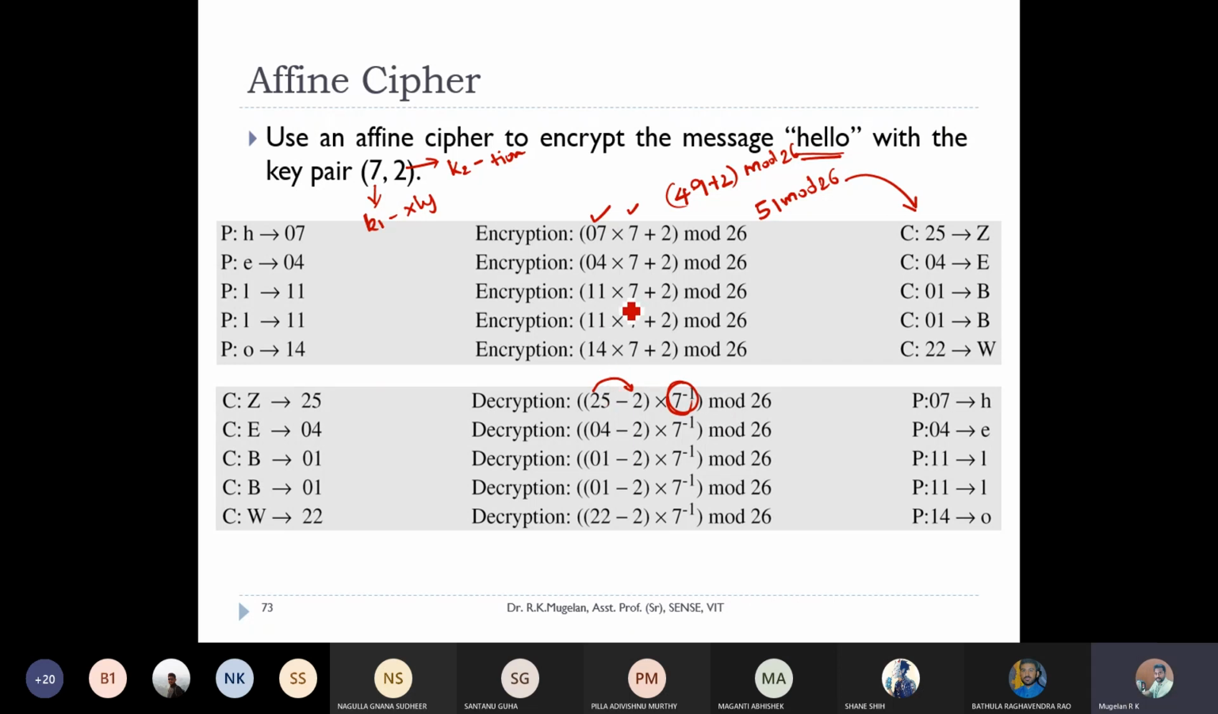Right. I want everyone to be clear with the concept of this affine cipher. You should know how to calculate the encryption part. The decryption part we can learn after your second module, especially the multiplicative inverse part. Apart from this, if everything is clear regarding the affine cipher, you can raise your hand. If you have any doubts, you can ask me. Okay, I hope this is clear.